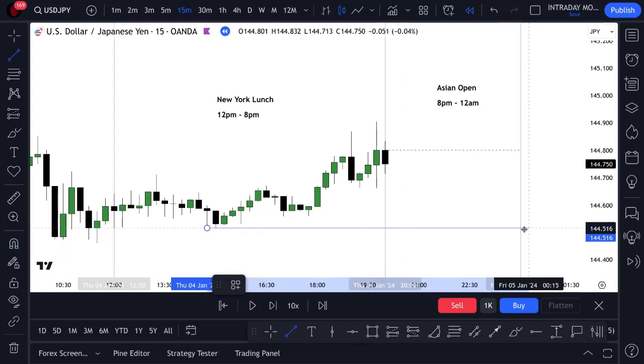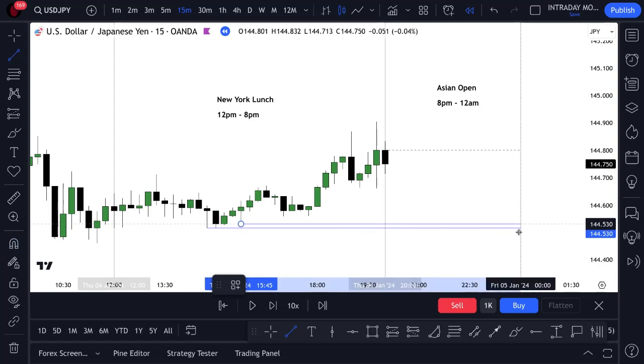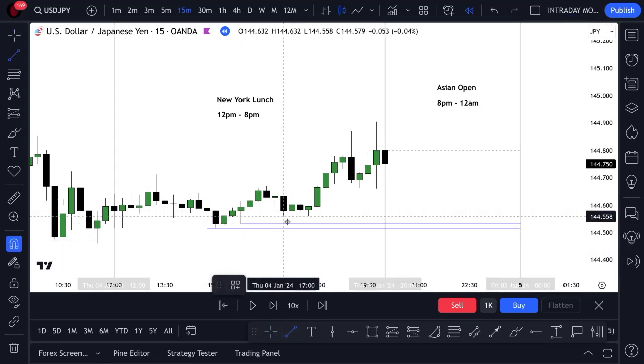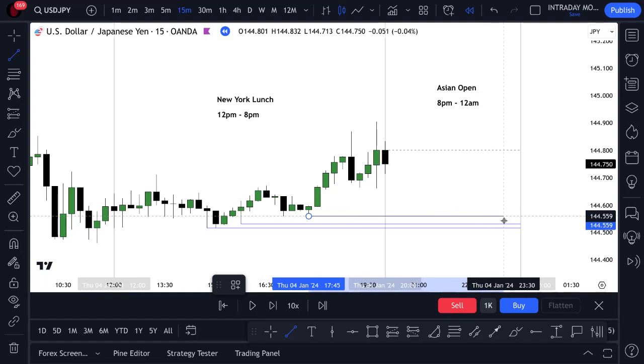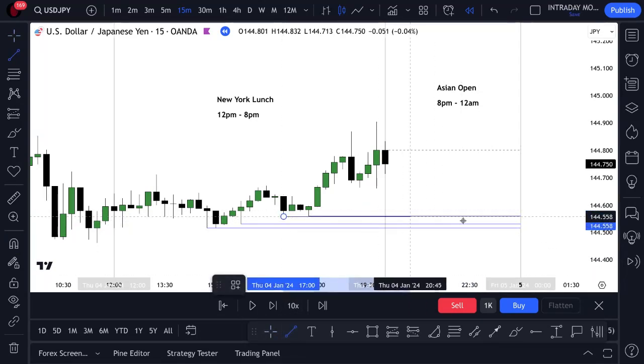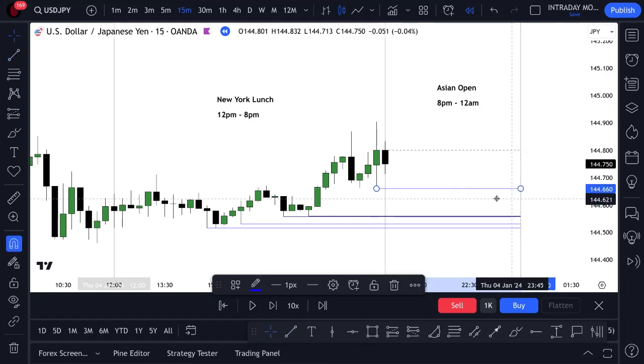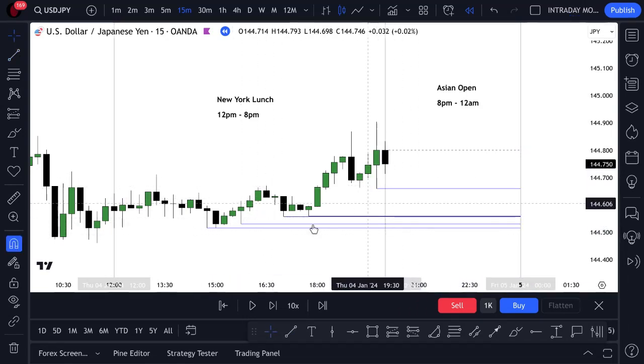So we got one here. We got another one here. And all the ones that are unbroken is where sell side liquidity is going to be residing. Got one here as well. This one is just below it. So we'll mark it off. You can see all these lows are relatively equal. And we got one here as well. That's the last one. So that's all sell side liquidity that's available going into Asian session.